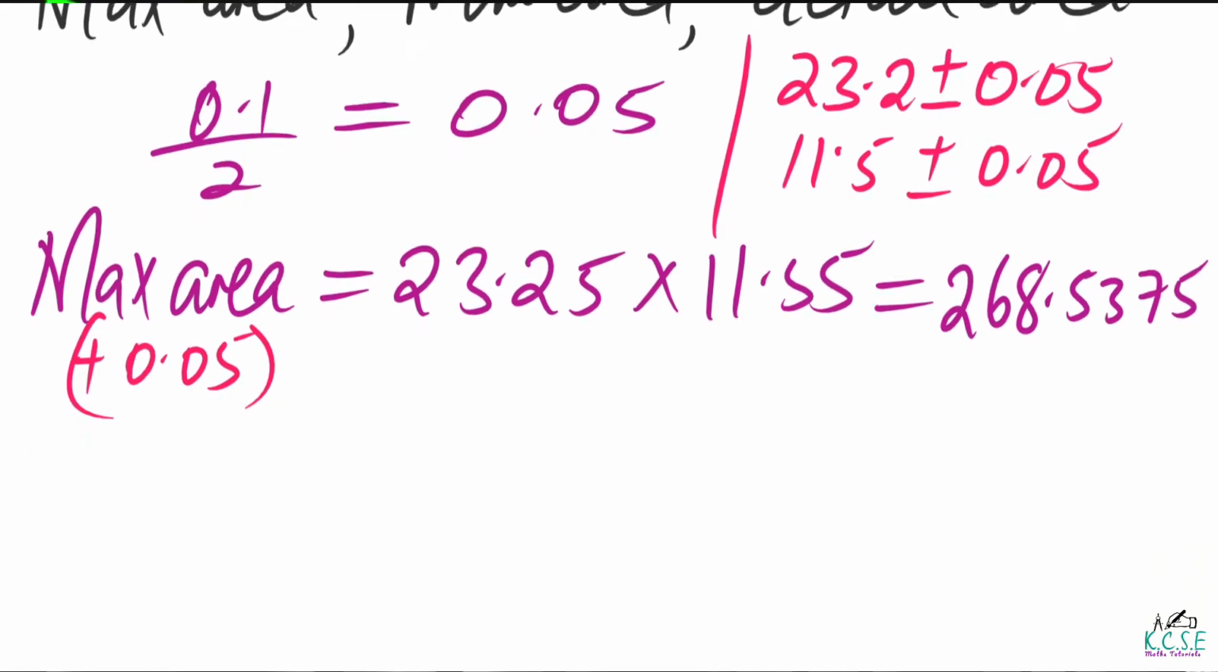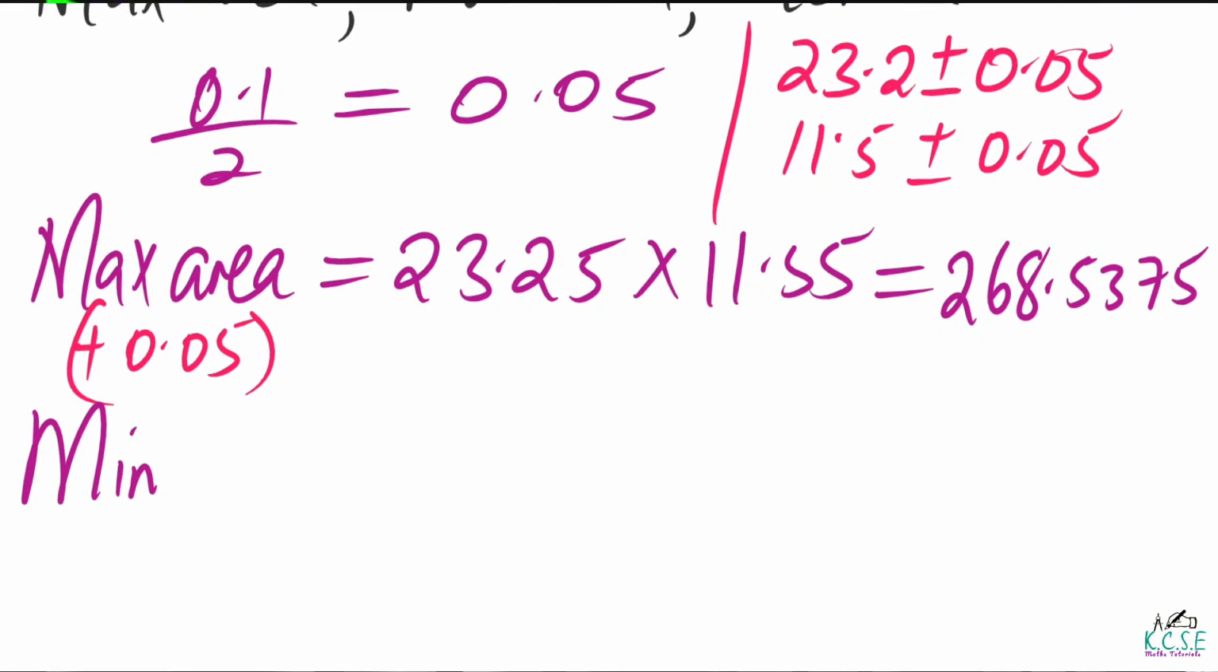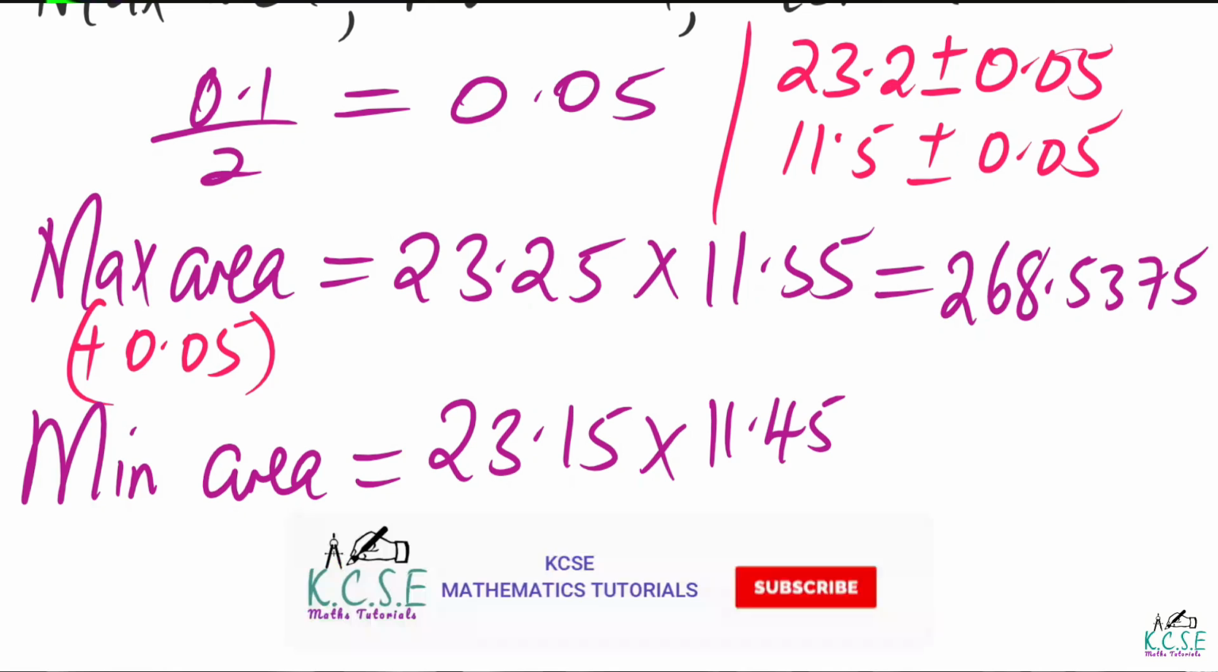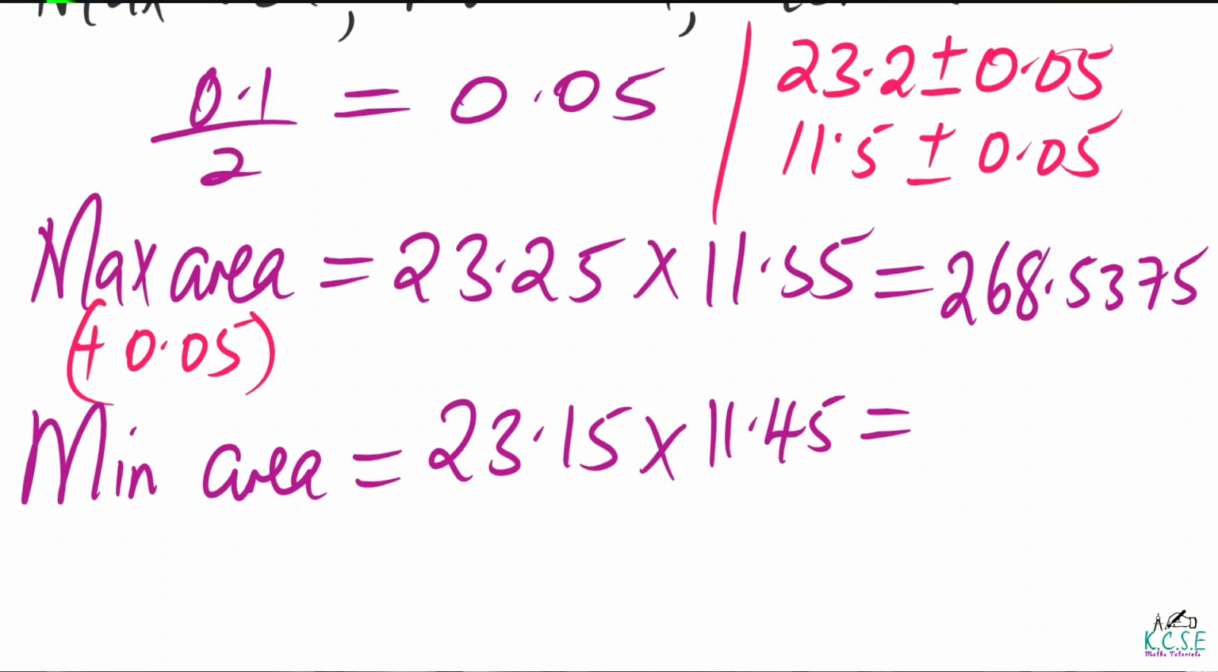Then we get the minimum area. For minimum area, we subtract 0.05 from each of these measurements: 23.15 multiplied by 11.45. Multiplying that using the calculator, we get 265.0675.